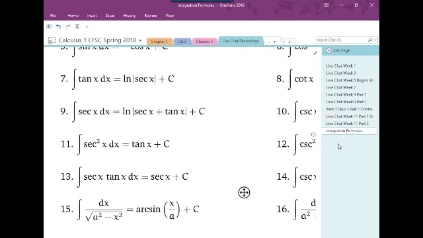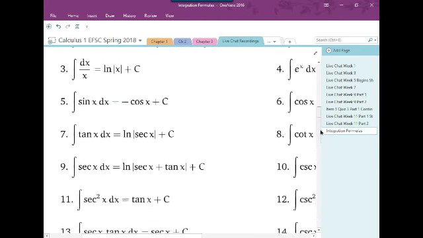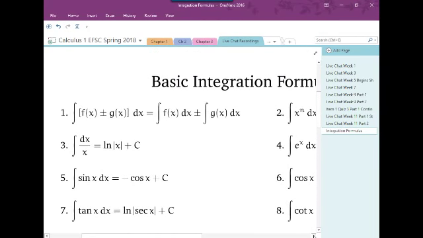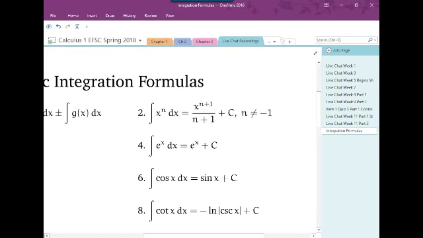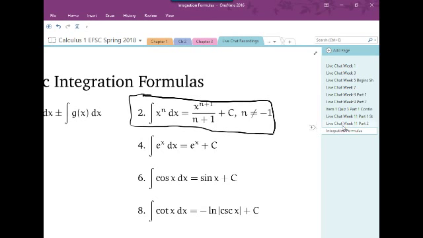In our integration formulas, we go up to the very top, probably the first or second rule you learned, which is the power rule for integration. It says, to remember, integration is the reverse of differentiation. In differentiation, we move the power out front and subtract 1 from it. For integration, we're going to add 1 to the exponent and divide by it.